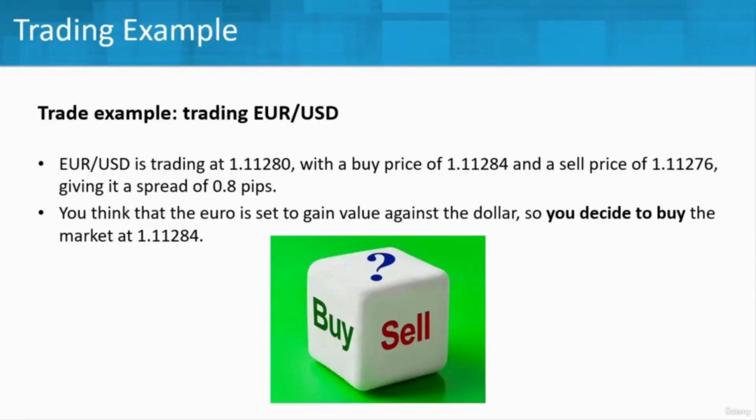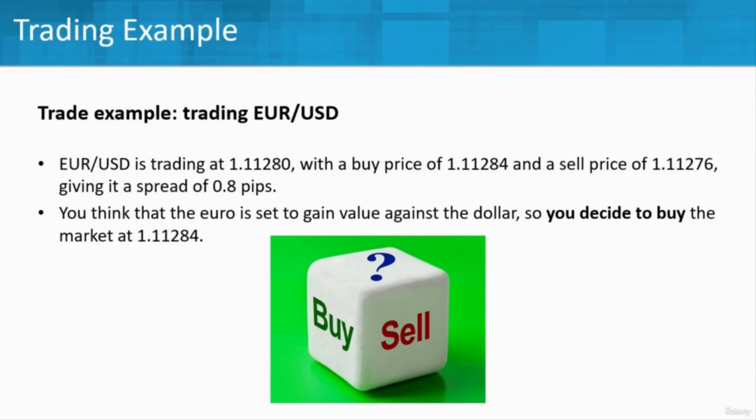So let's say in this example that we're going to trade the euro to the US dollar, right? And it's trading at 1.11280, all right? And then we have a spread, right? So we have a buy price of 1.1284 and a sell of 1.1276. So that's our spread. If you look at the fourth decimal point and our pipettes, our smaller pips, we have a spread of 0.8 pips. We don't even have a full 1 pip spread. It's a 0.8 pip spread, so it's pretty low cost in terms of spread.